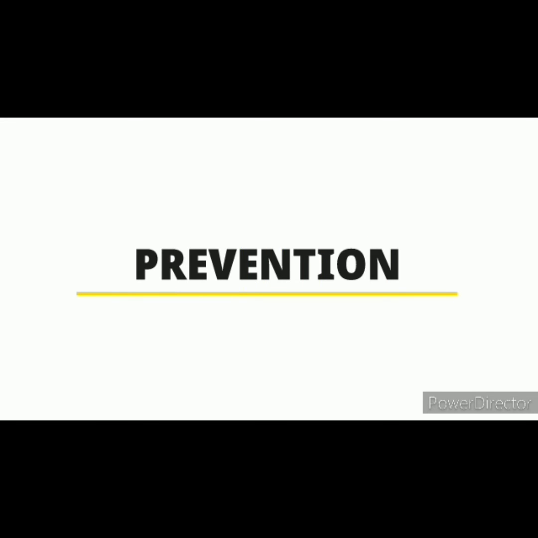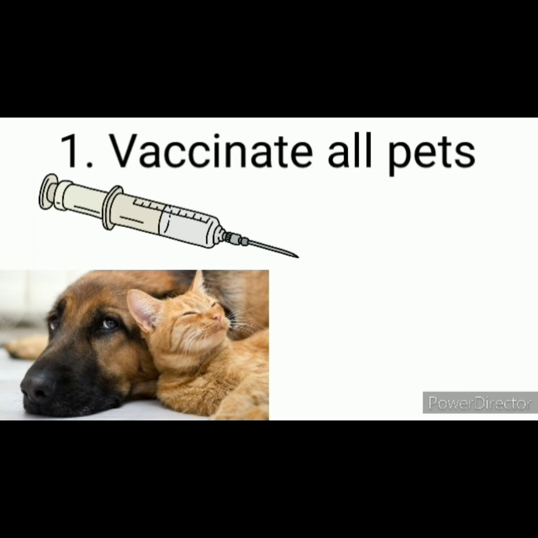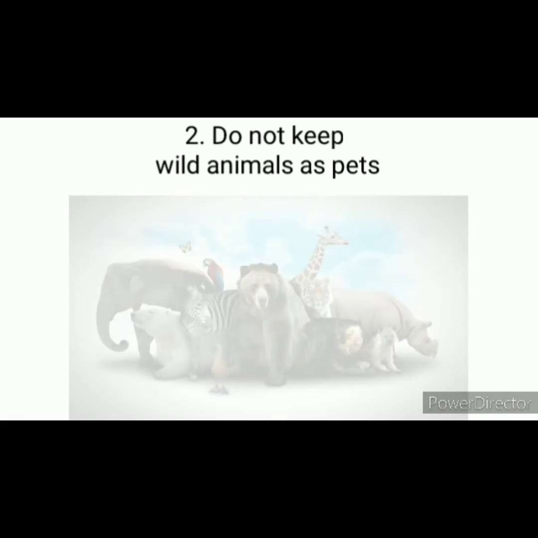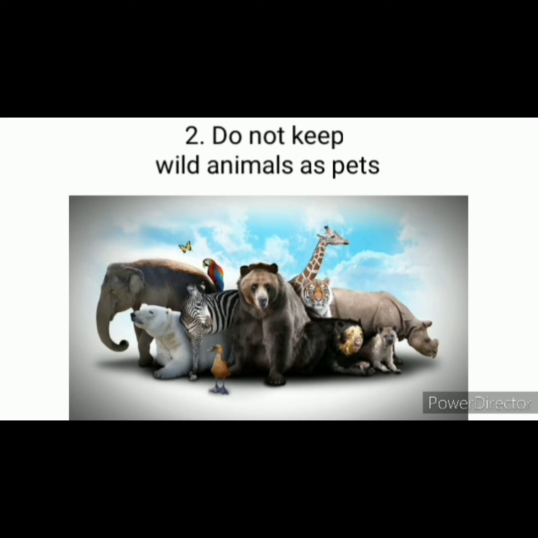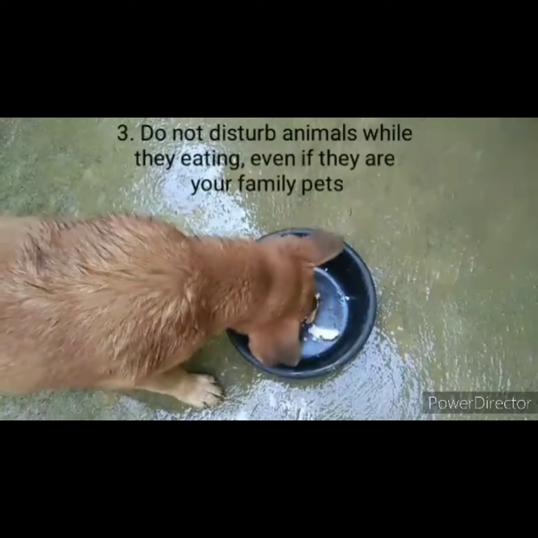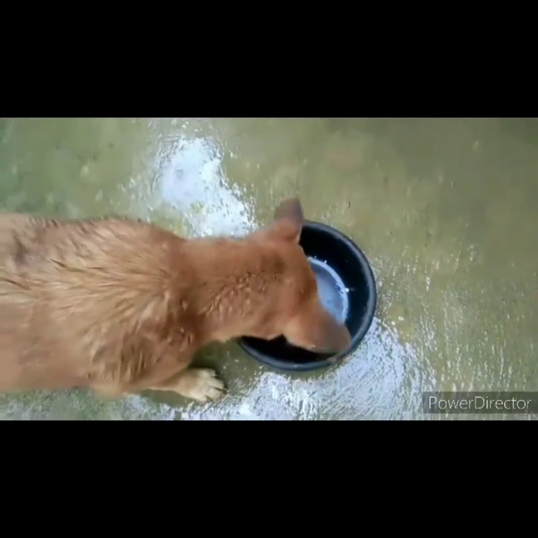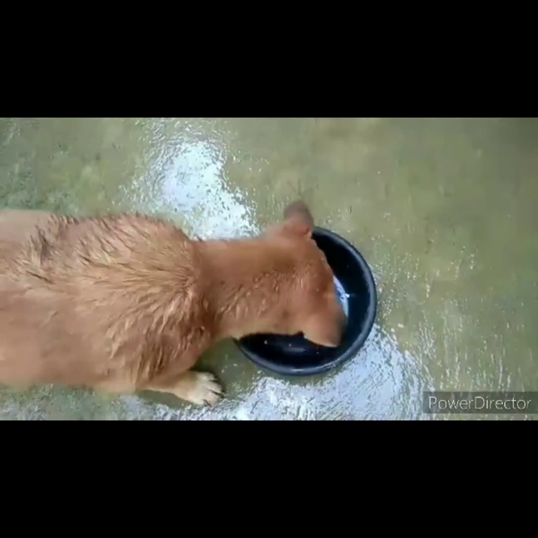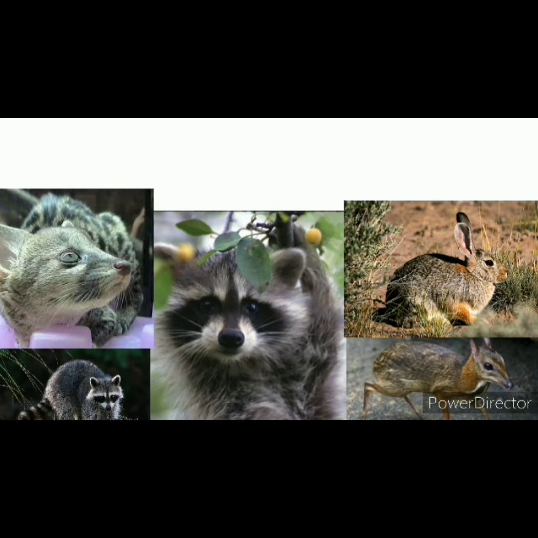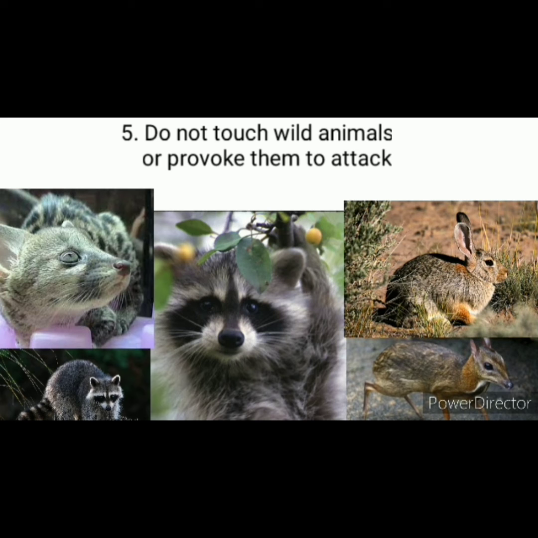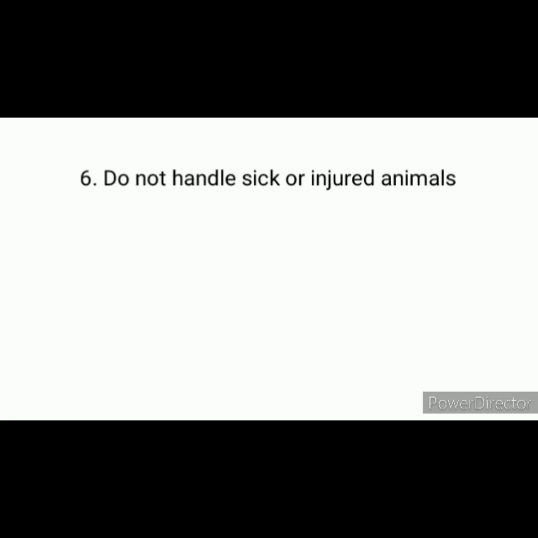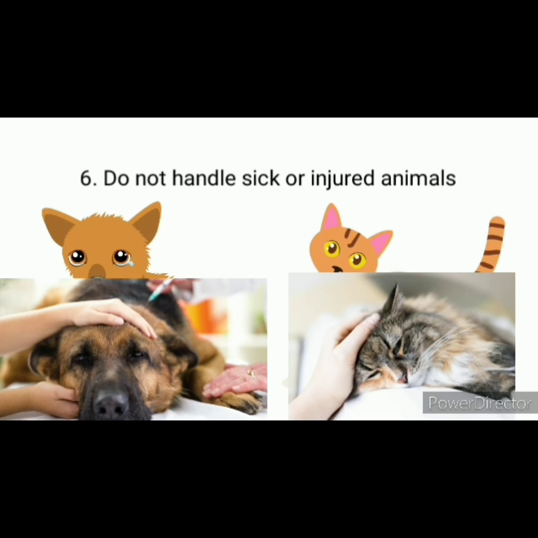Prevention. First, vaccinate all pets against rabies. Second, do not keep wild animals as pets. Third, do not disturb animals while they are eating, even if they are your family pets. Fourth, do not play with stray dogs and cats. Fifth, do not touch wild animals or provoke them to attack. Sixth, do not handle sick or injured animals.